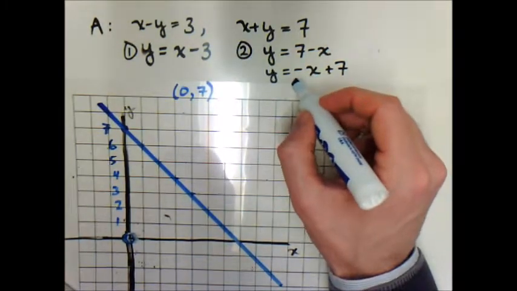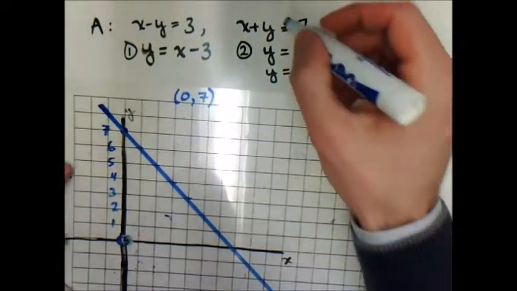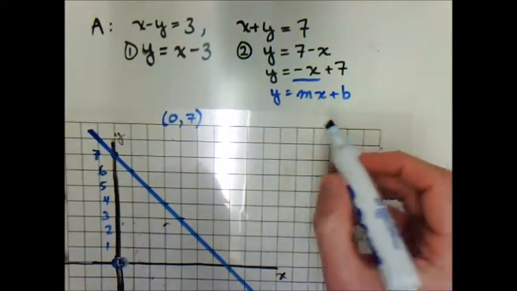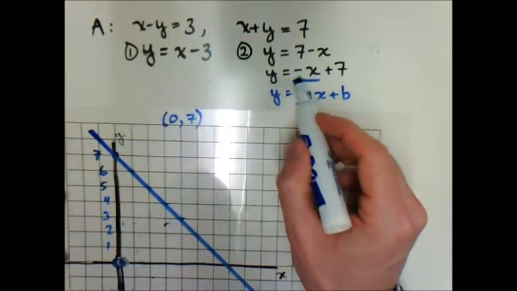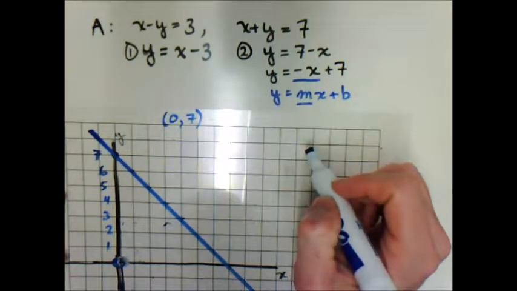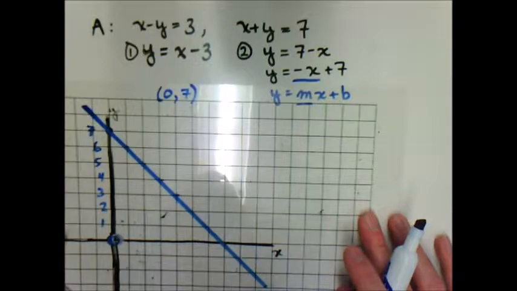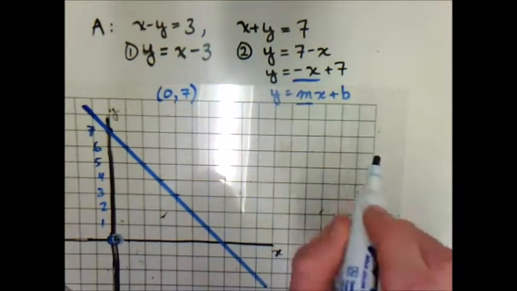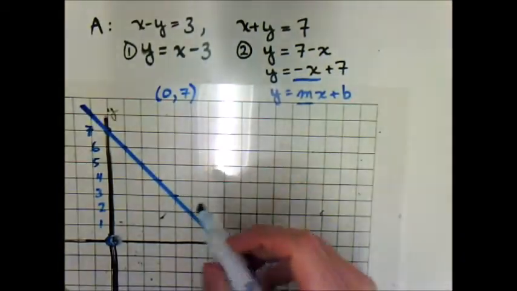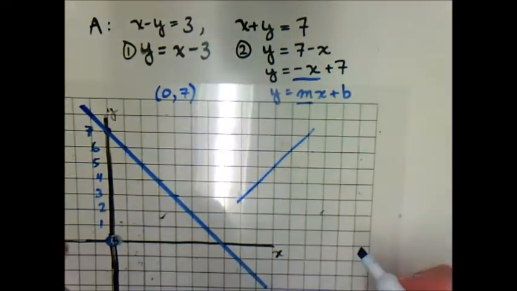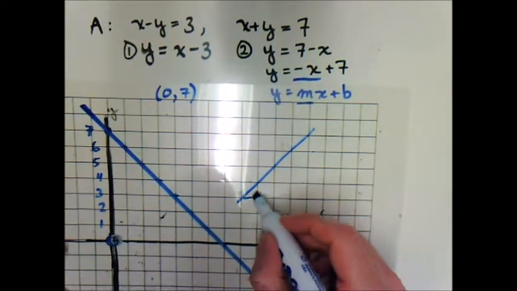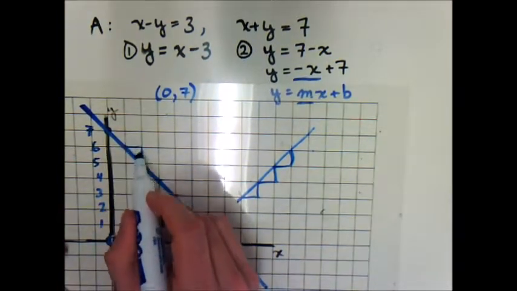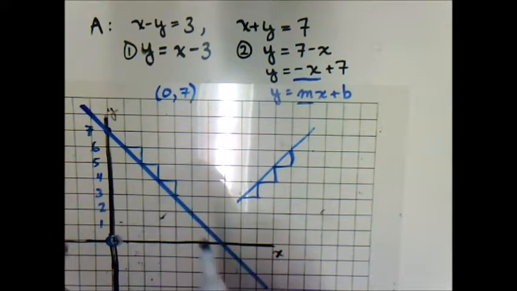So the slope comes right before the x, right? If we're in the form y equals mx plus b, then m tells us the slope, which is -1. So rise over run, I will go over 1 and then down 1. Instead of, this would be a slope of 1, right? Over 1, up 1, over 1, up 1. This is a slope of -1. Over 1, down 1, over 1, down 1.